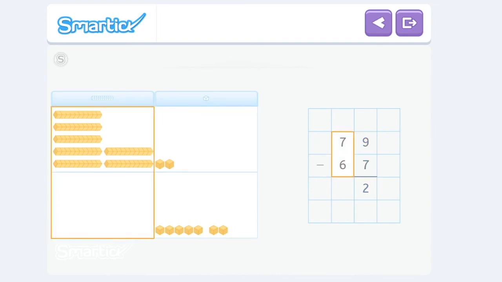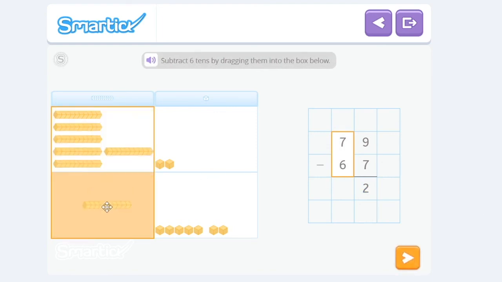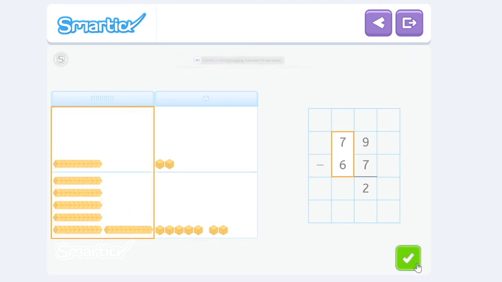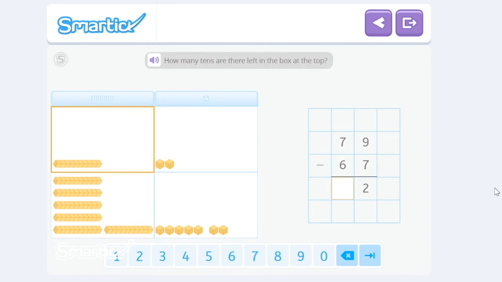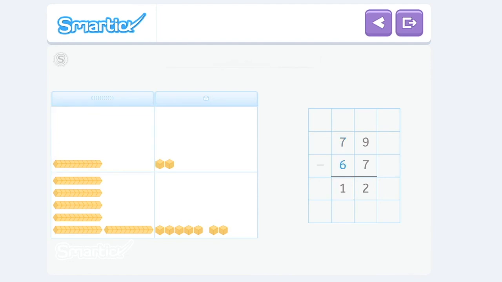Now, let's move on to the tens. 7 minus 6. Subtract 6 tens by dragging them into the box below. Okay. 1, 2, 3, 4, 5, and the last one, 6. How many tens are there left in the box at the top? 1. 7 minus 6 is equal to 1. Now we have the result of the subtraction. 79 minus 67 is equal to 12. You've finished the subtraction. Keep practicing.